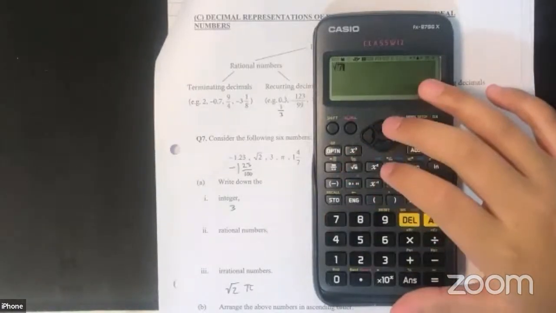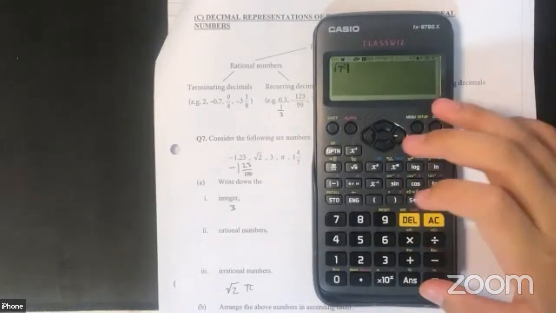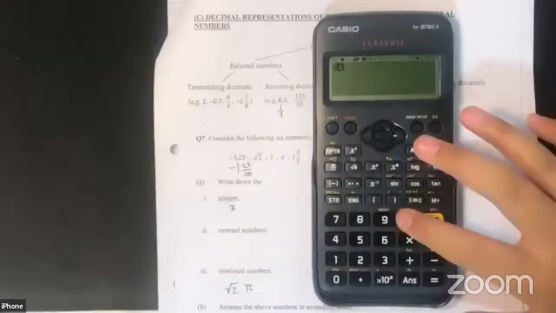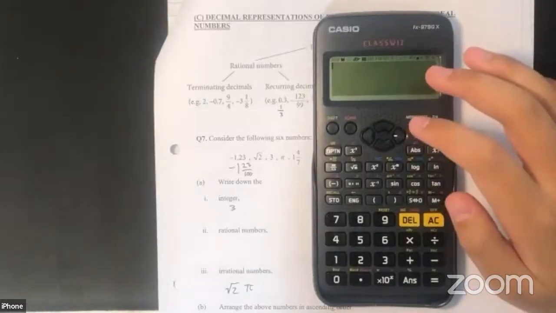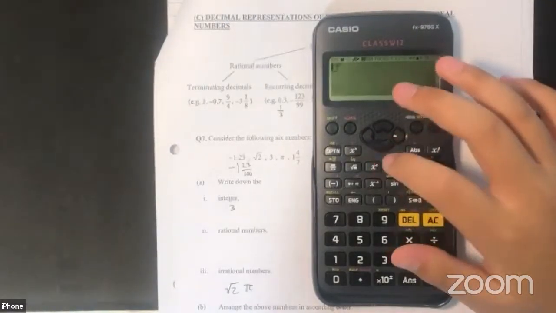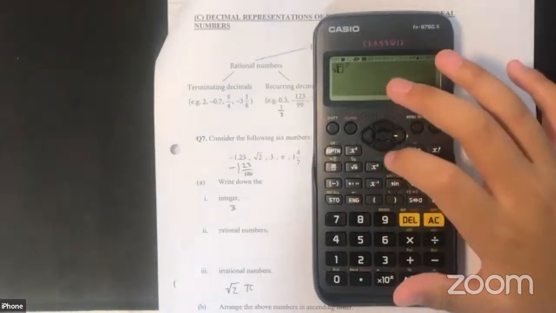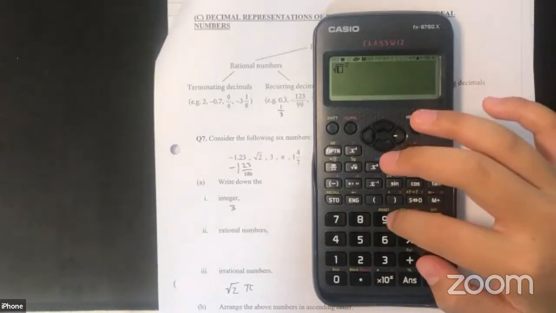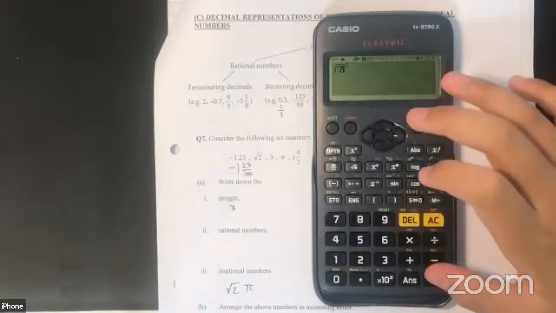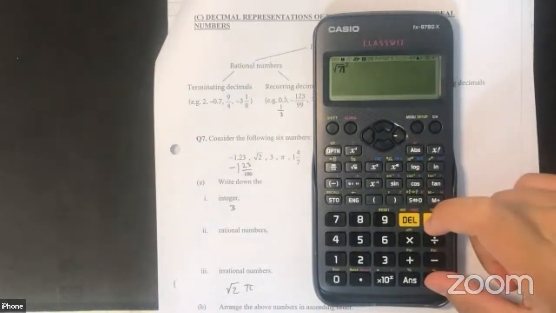What do you think? Is this rational or irrational? The square is outside, a bit of a difference. How do you do that? You probably have to use the bracket. Oh yeah, you can use that. Yeah, that's fine. That's good. You can do that. 7. Okay.